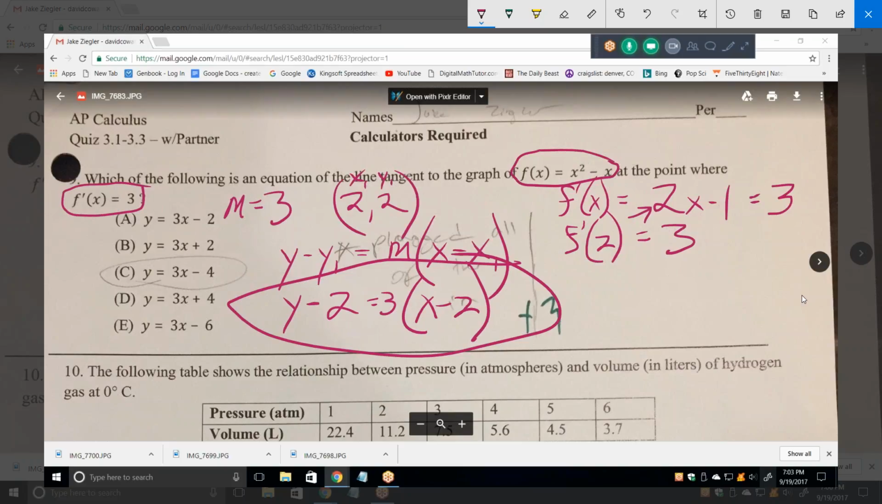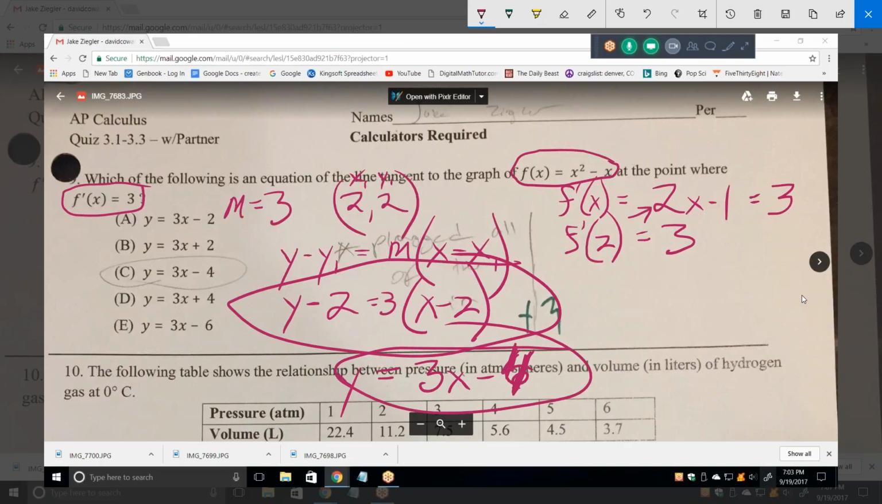But notice that it's not in slope-intercept format. So we have to keep working on this. Distribute it. You get 3x minus 6. Move the 2 over, and you end up with y equals 3x minus 4. So that's the answer. But you can see that there was a lot to coming up with it.